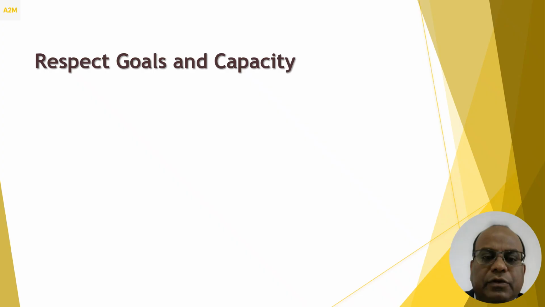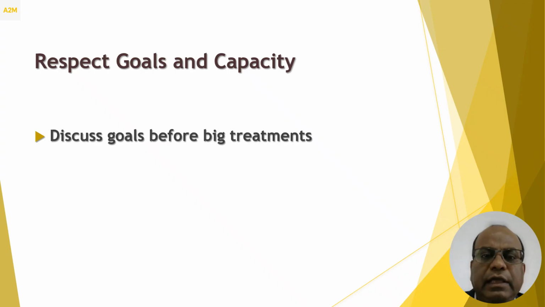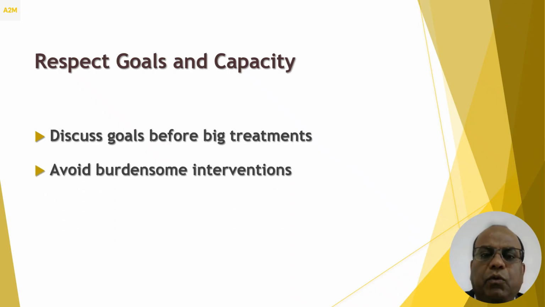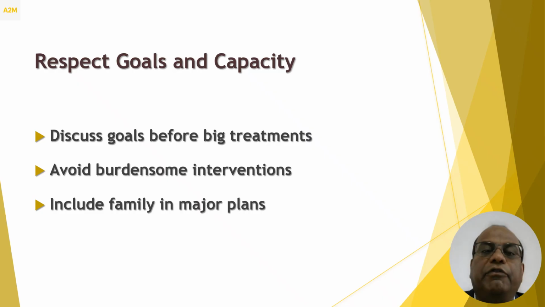So, respect goals and capacity. Respecting goals and capacity means understanding what the older adult wants and what they are able to do. Every person is different. Some want peace and comfort. Some want to stay at home. Some want to stay independent, even if it means less medical care. So we must ask the patient what their goals are.